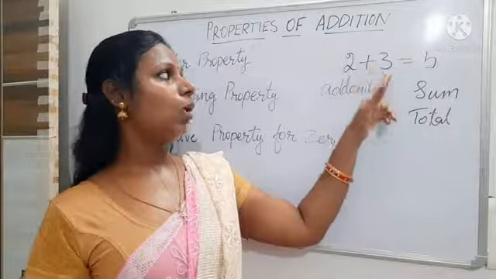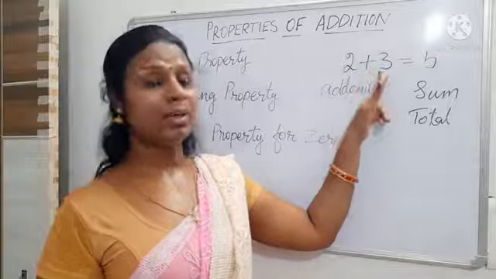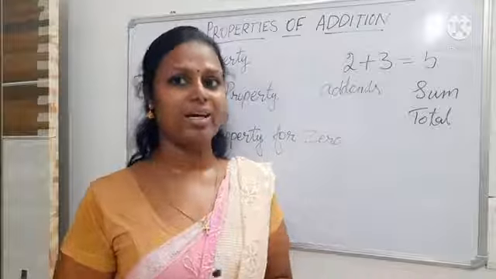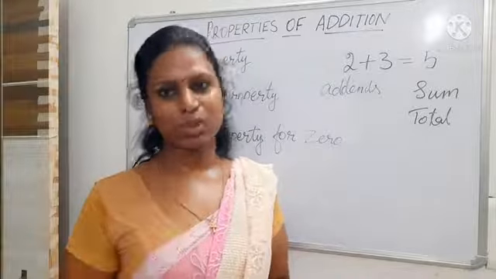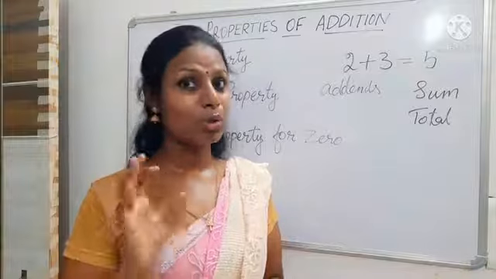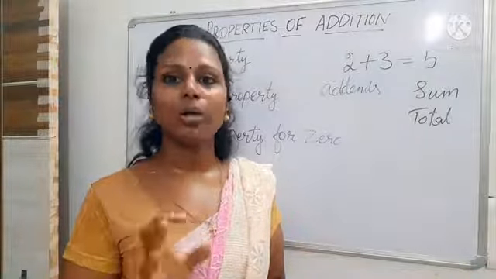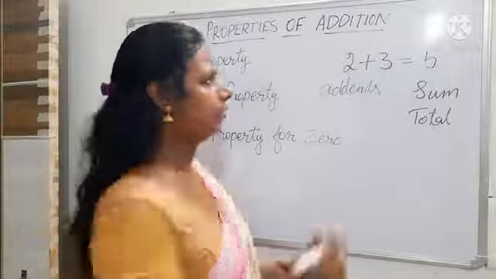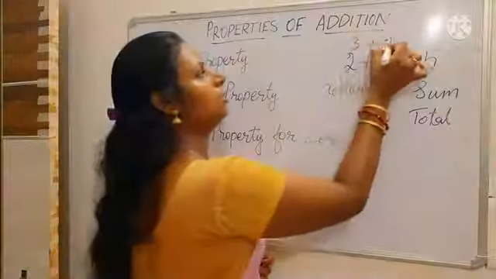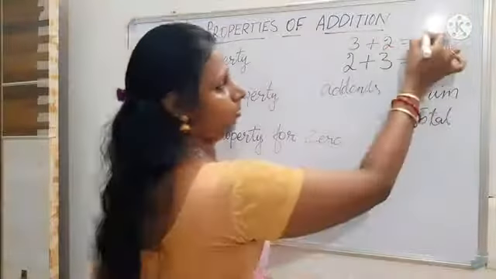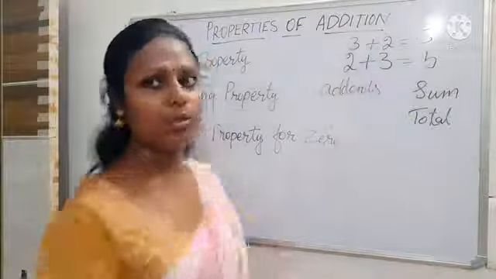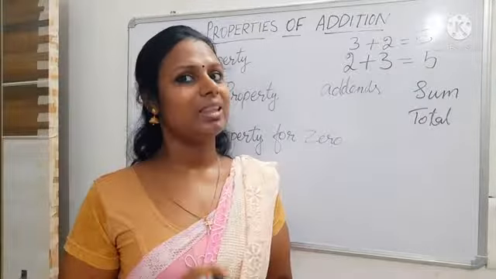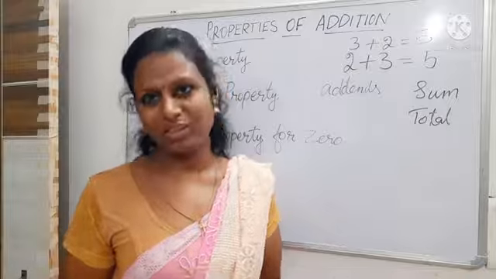So now when you change the place of these numbers, the order of these addends, the sum is not changed. The sum is not going to change when you change the order of the numbers. For example, you see 2 plus 3 is equal to 5 and 3 plus 2 is equal to 5. If you change the order of the numbers, or the place of the numbers, the sum is not going to change. This is called order property.